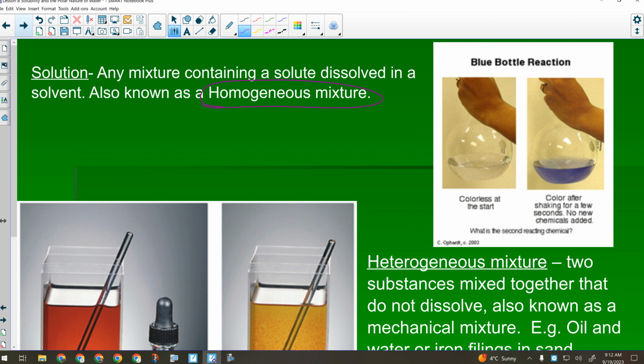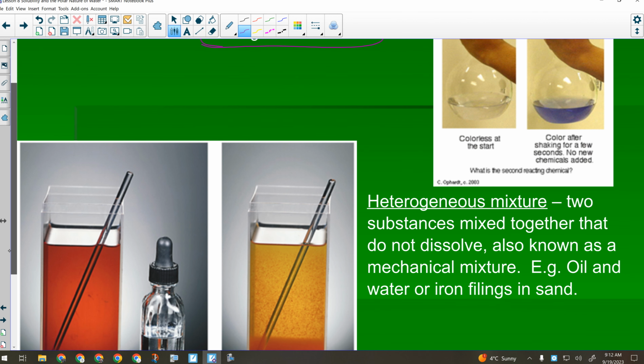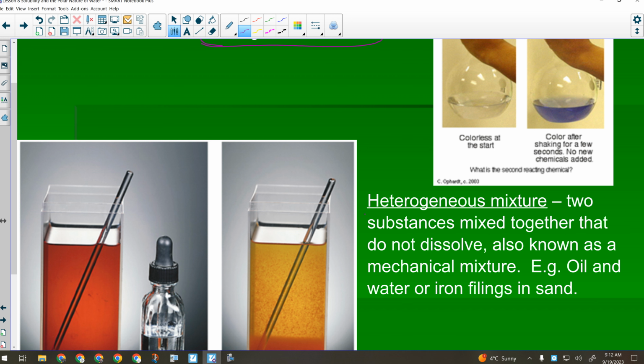And then if I have a mixture but I can see two or more visible parts, then I don't have a solution. Okay, and the reason for that is because the thing is obviously not dissolving. If I stir it, I might be able to suspend it in the solvent, but I can't actually get it to physically dissolve. That means I have a heterogeneous mixture. Okay? Hetero meaning many, or more than one. Right. Sometimes we also call it a mechanical mixture.